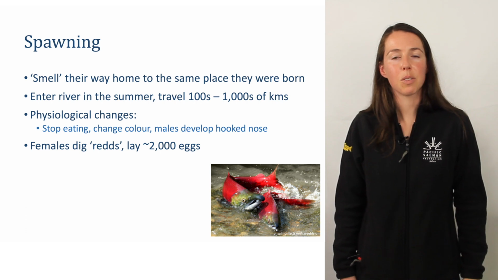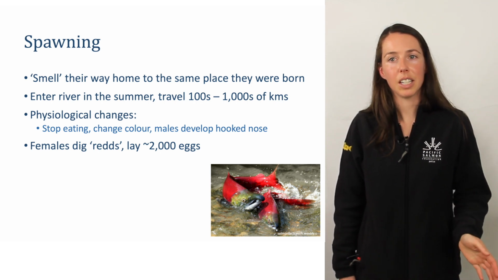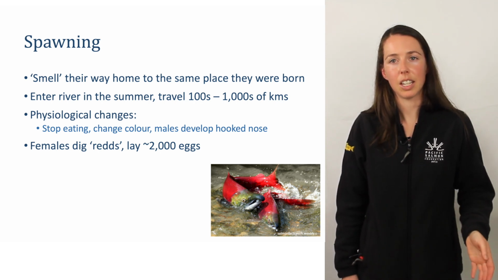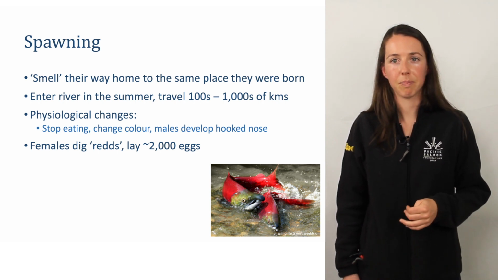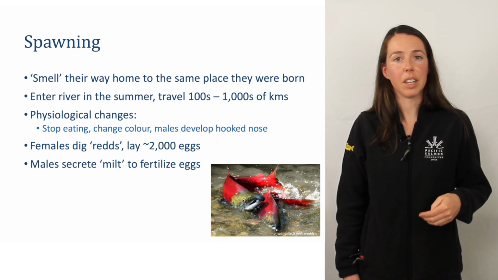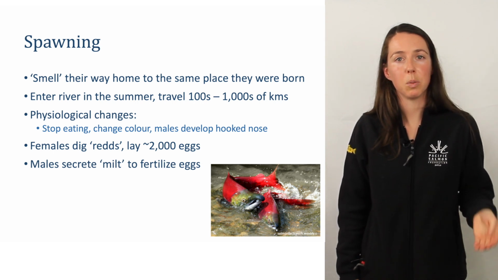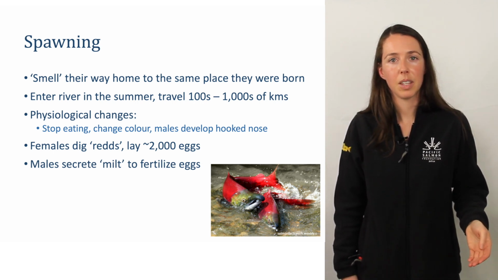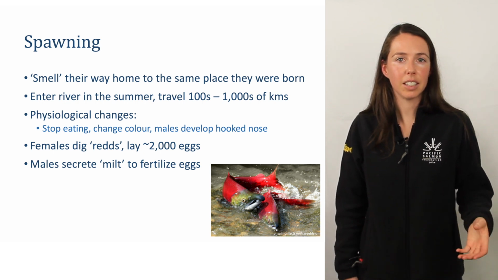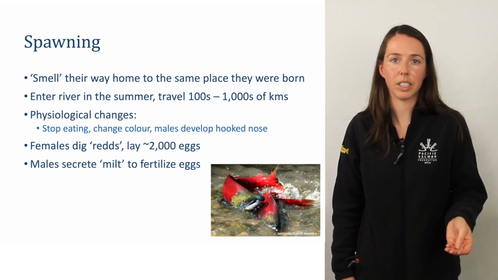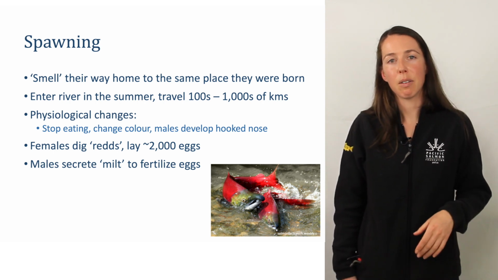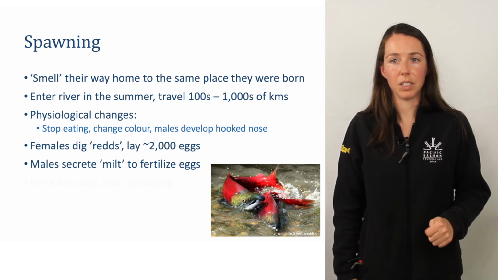So the females, once they've found a male, will dig a redd in the gravel, as I mentioned, and they typically lay anywhere from 2,000 to 5,000 eggs. The males will then come along and secrete their milt, which is used to fertilize the eggs. The females may lay more than one redd, and they may linger in the river and protect their redds. However, shortly after spawning, they will die.